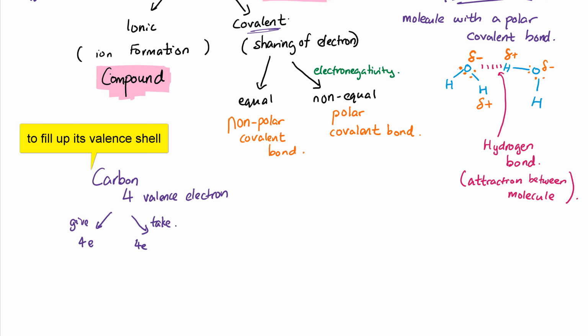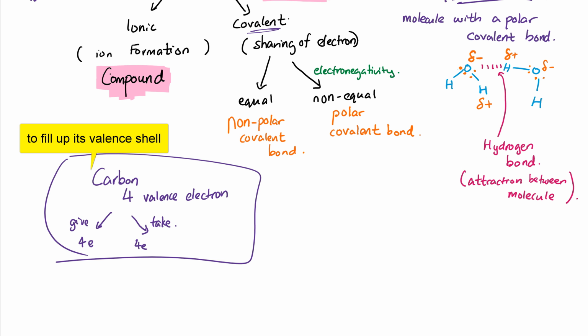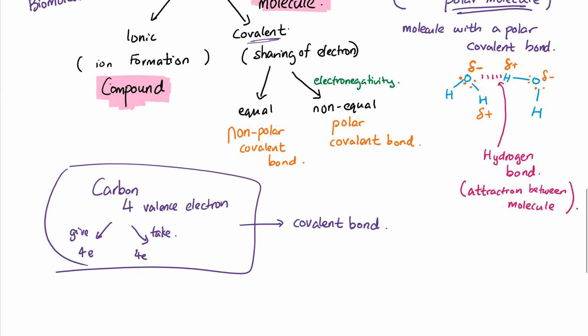That puts carbon at a very awkward position because carbon can never form ions. It doesn't have a desire to form some sort of ions because none of it is easy. So carbon likes to share electrons. So carbon always forms covalent bond. And that's why we study more about covalent bond than ionic bond, and the focus is more on covalent bonds and molecules.